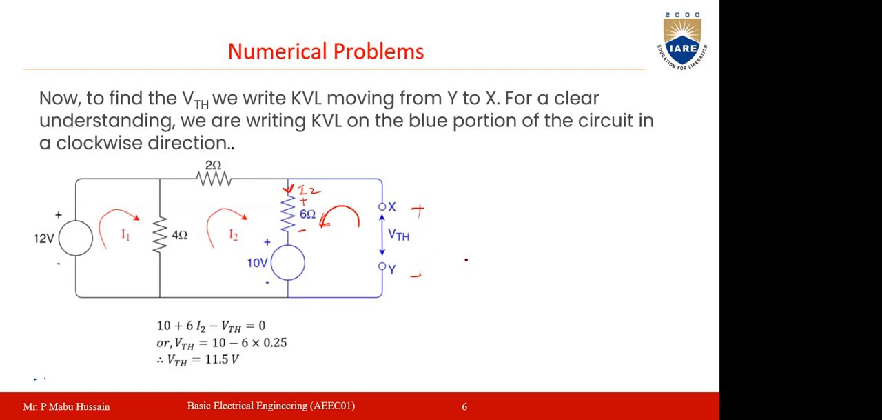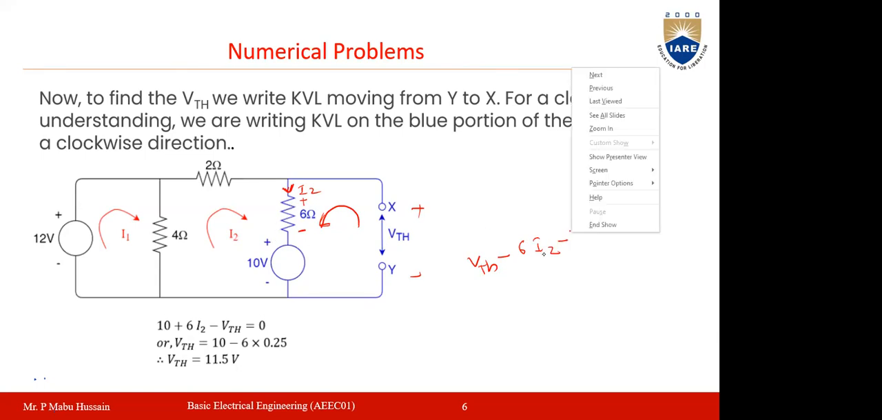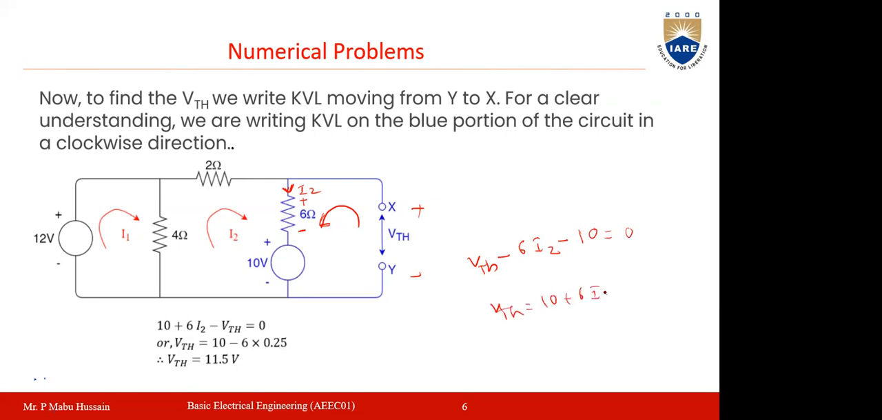Now minus to plus, you can consider it as a positive VThevenin. Then plus to minus, you can consider it as a negative 6 I2. Then the voltage source will be plus to minus again, so minus 10 is equal to 0. Right? VThevenin, here also the same. So VThevenin is 10 plus 6 I2.